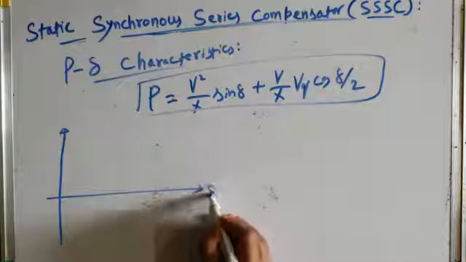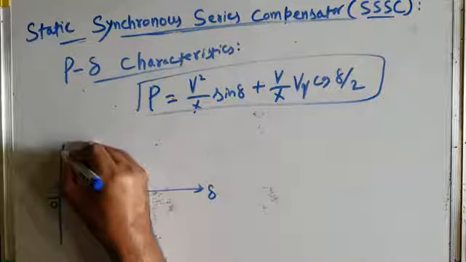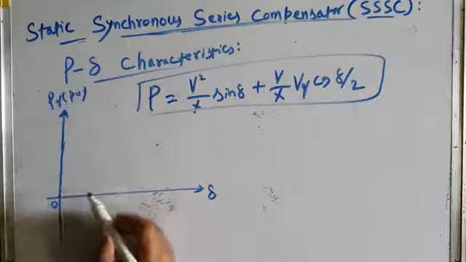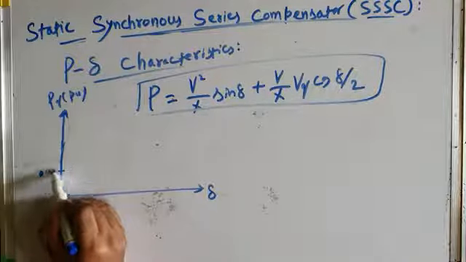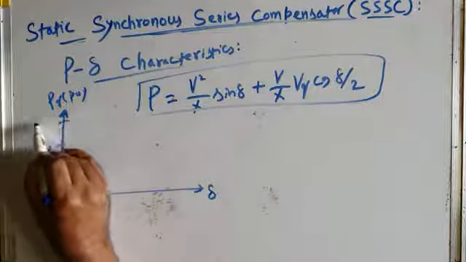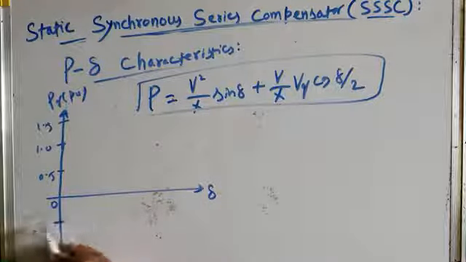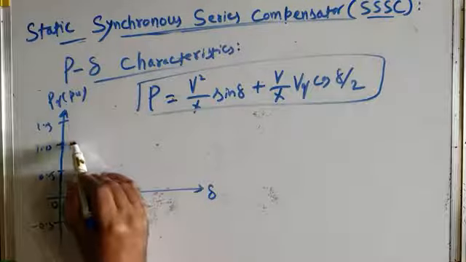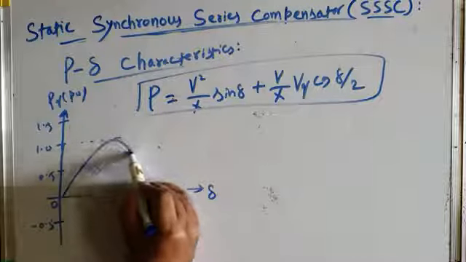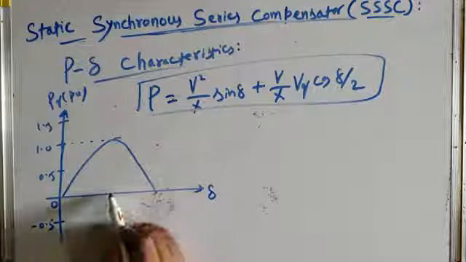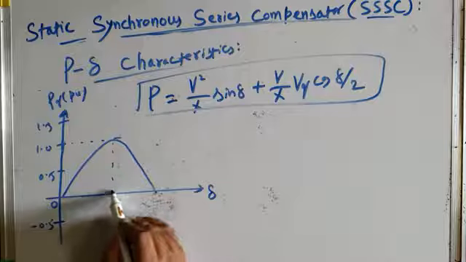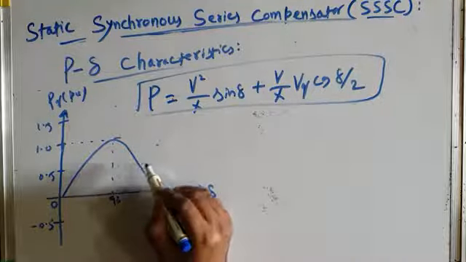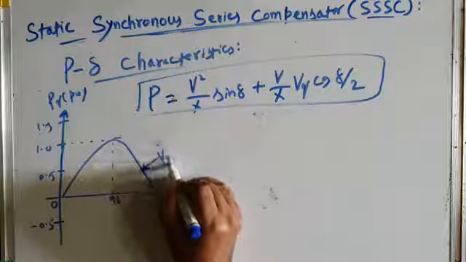This is delta, and this is power, PQ, in per unit. This is 0, this is 0.5, this is 1.0, and this is 1.5 per unit. Similarly, on the bottom side, it is minus 0.5 per unit, and so on. For an uncompensated line, this is 0, here for example delta is 90 degrees, and this is delta 180 degrees. This is for the uncompensated line, in which case VQ is equal to 0.